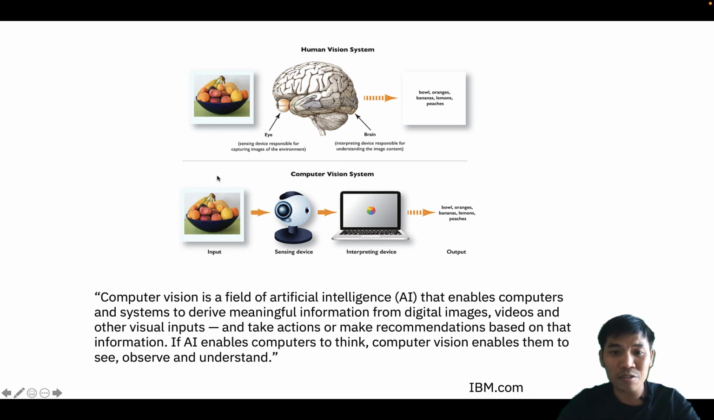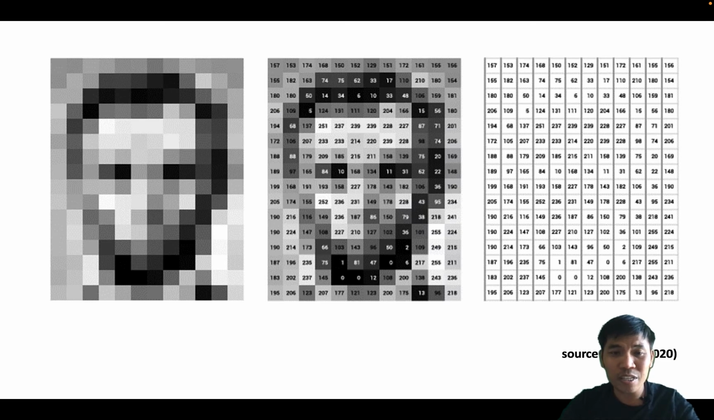The computer also gets the sensing device from the camera input and into the interpreting device on your computer, and has to recognize that this is the bowl, orange, banana, lemon, peaches as the output. It is a classification problem, so this one is a really good platform to see it. So how can the computer see it?